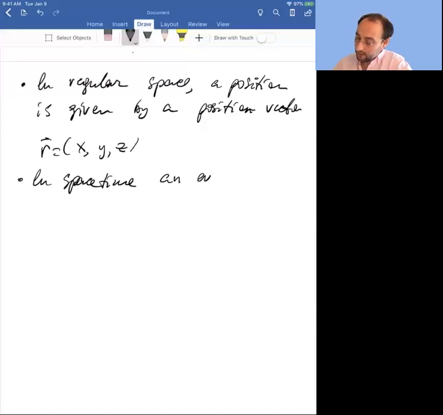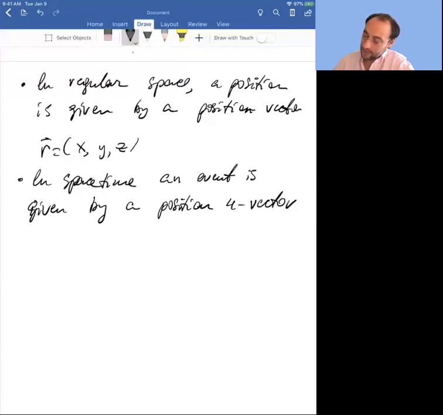An event is given by a position. It's called a 4 vector. And you might say, what's up with the 4? Well, first of all, it has 4 components: CT, and then X, Y, and Z. So that's where the 4 comes in. Now, it is not a vector in the strict sense of the word.